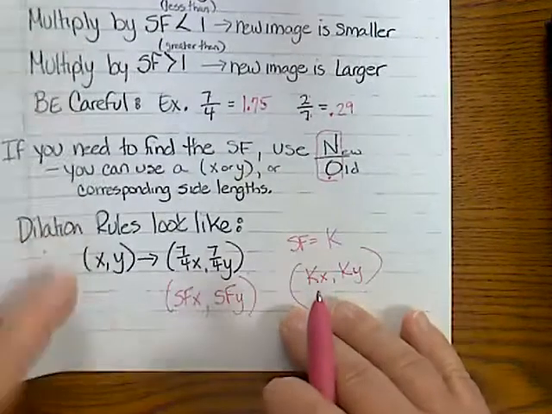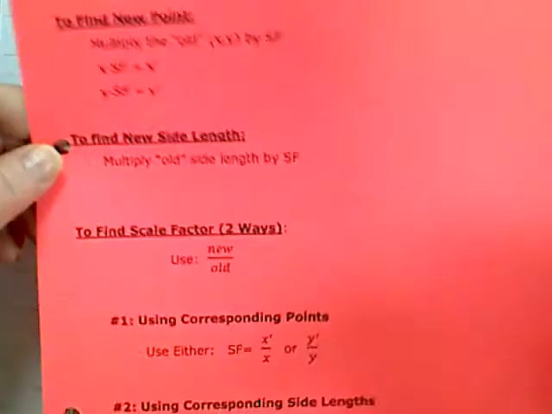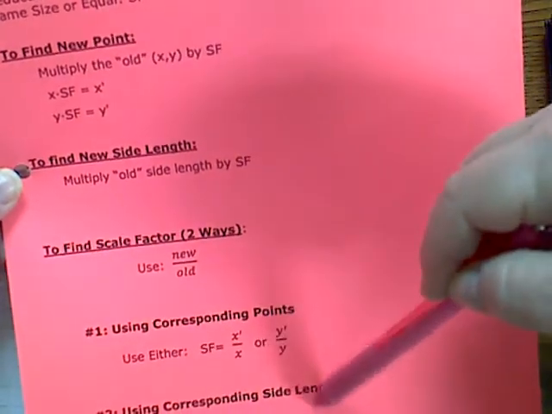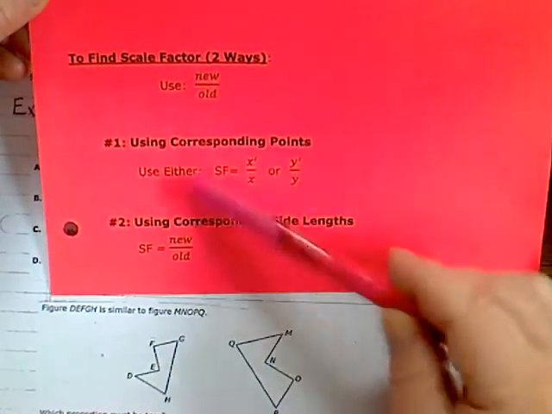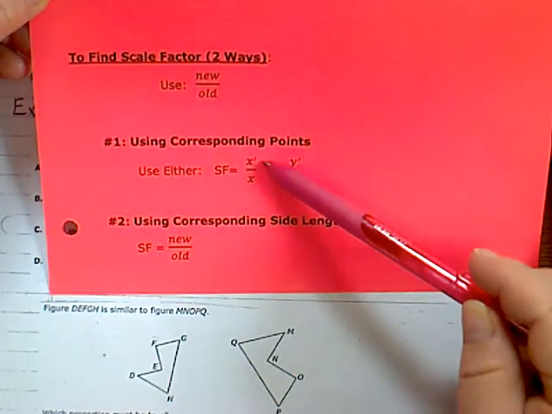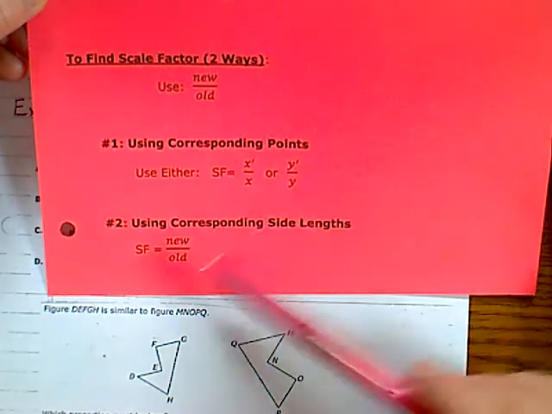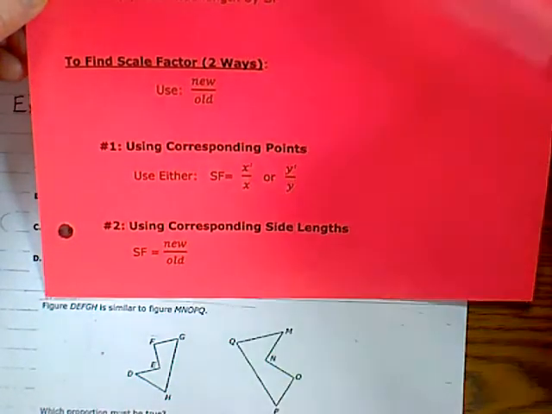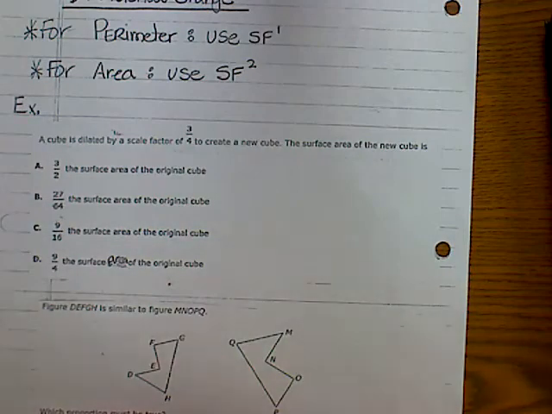Okay? Let's flip the page. This goes into it in a little bit more detail, so if you are struggling with this, please pull this out and read it. It tells you exactly how to find the scale factor using corresponding points. It shows you the new x over the old x, or the new y over the old y, or using corresponding side lengths, the new over the old. So this is a little more detailed. I'm kind of doing things rather quickly on these notes, okay? Dimensional change.